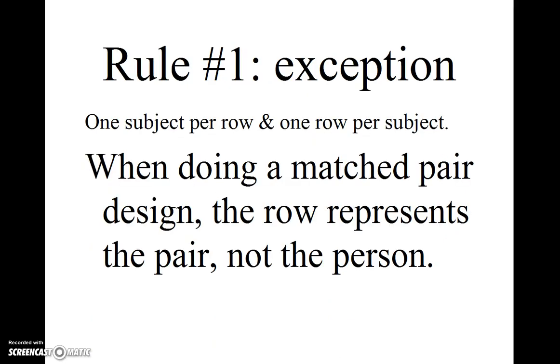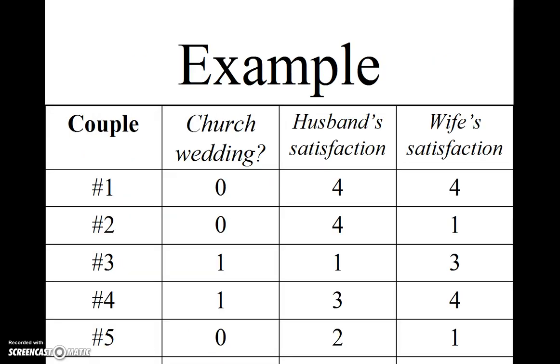Now there's an exception for Rule 1. When doing a matched pair design, the row represents the pair, not the individual person. Suppose we are researching married couples. Here you see data on 5 different married couples, in other words, a total of 10 spouses.